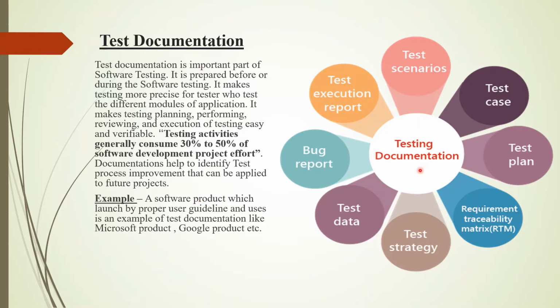And test documentation consists of the following: test scenarios, test case, test plan, requirement traceability matrix, test strategy, test data, bug report, and test execution reports. In test documentation, the test scenarios, test case, test plan and RTM are the internal documentation, while the test strategy, test data, bug report and test execution report are the external documentation which is prepared after the testing is done.